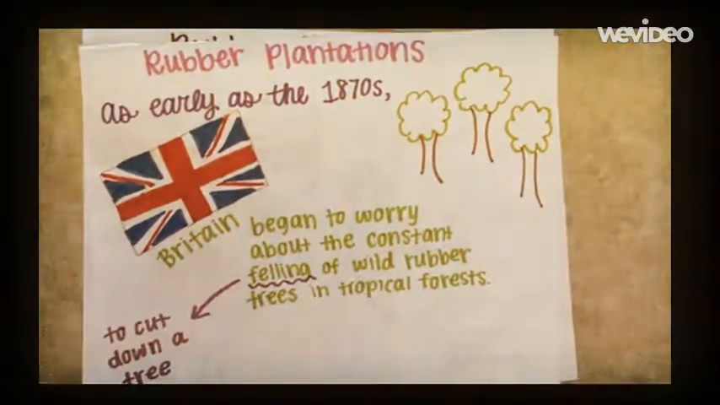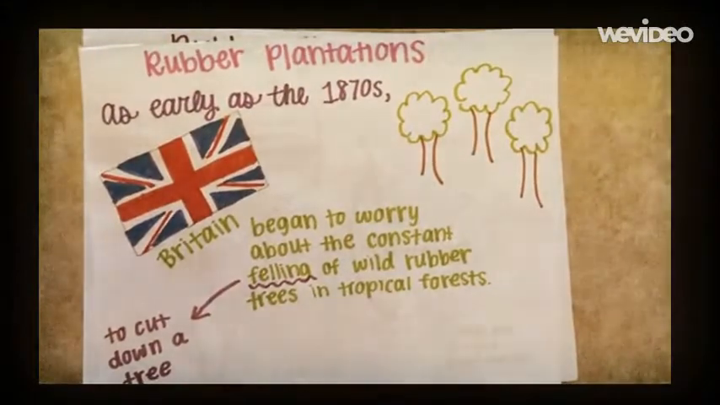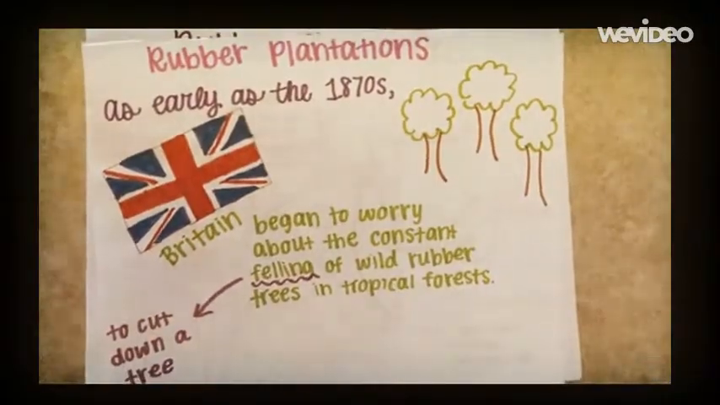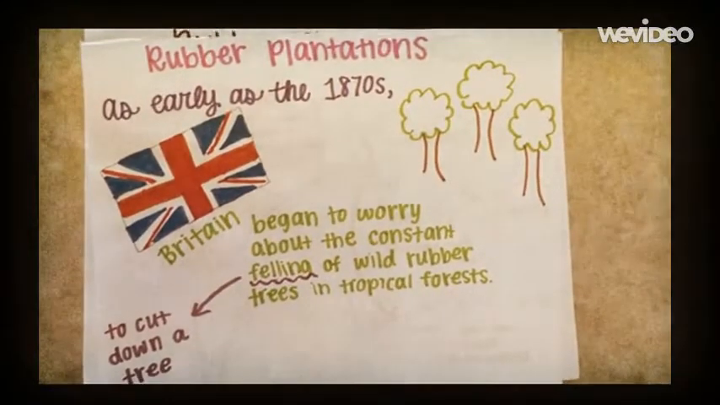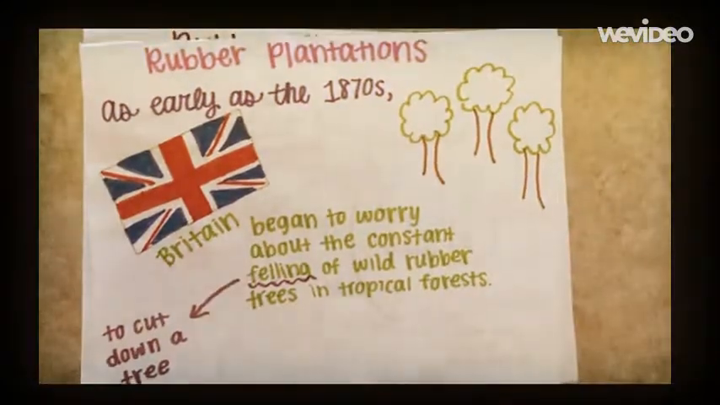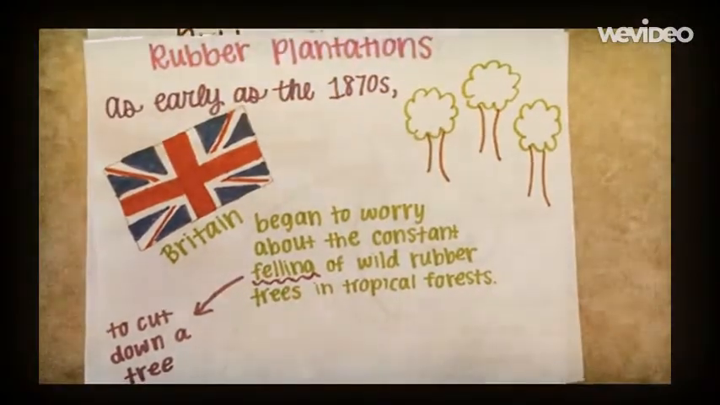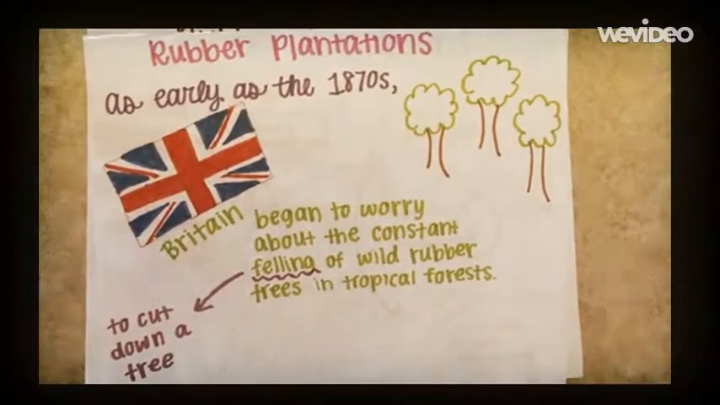As early as the 1870s, Britain began to worry about the constant felling, or cutting down, of wild rubber trees in tropical forests. More latex could be drained from fallen trees than alive ones, up to 100 pounds compared to the 3 pounds per year from tapping.